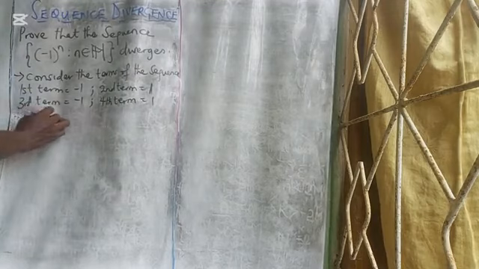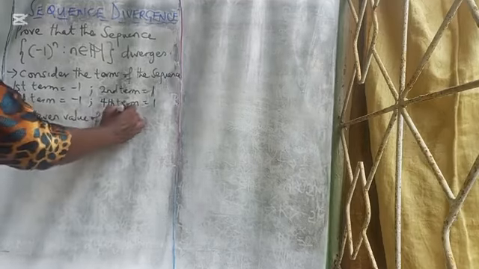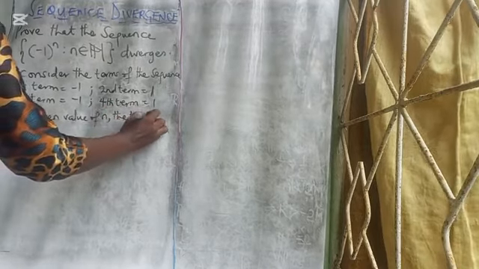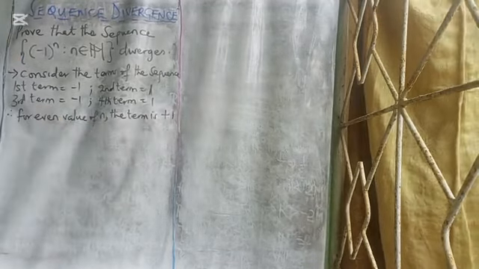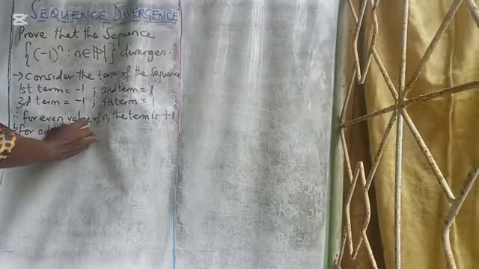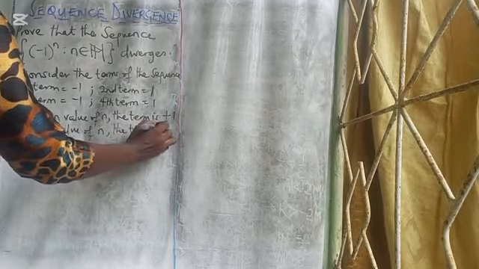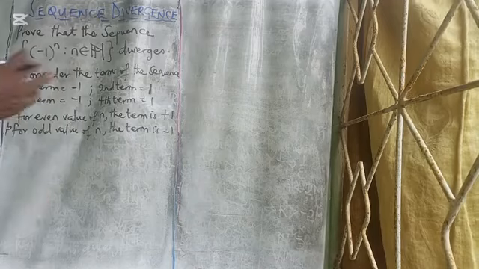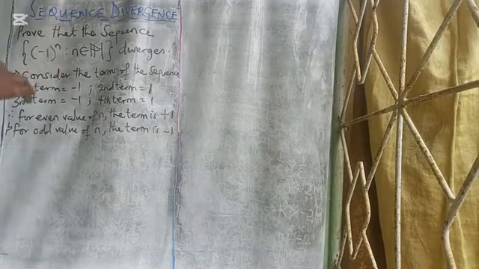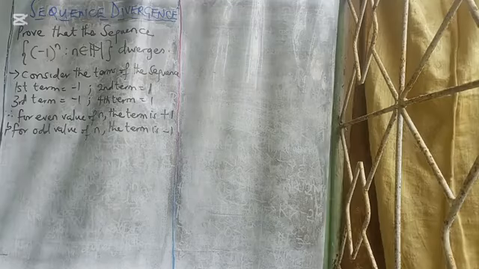Therefore, for even value of n, the term is positive, is plus 1. And for odd value of n, the term is minus 1. Therefore, the term of our sequence is oscillating between plus 1 and minus 1. We are now certain that truly this sequence does not converge.